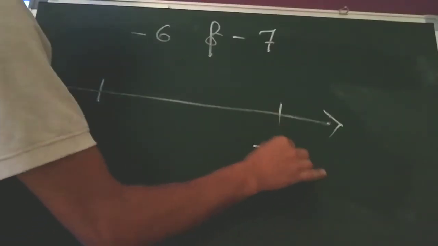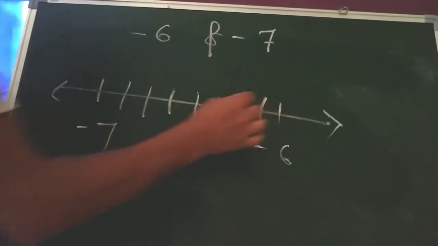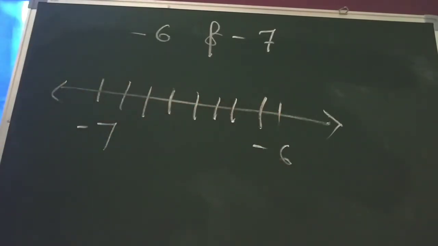See, in question number 5 it is asked: find 3 rational numbers between minus 6 and minus 7. Suppose this is the number line. If you go, it is minus 6 and it is minus 7. Suppose there are so many rational numbers there. So we need to find any 3 of the rational numbers.